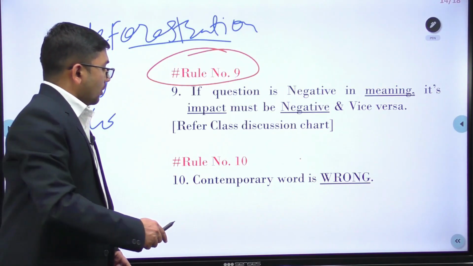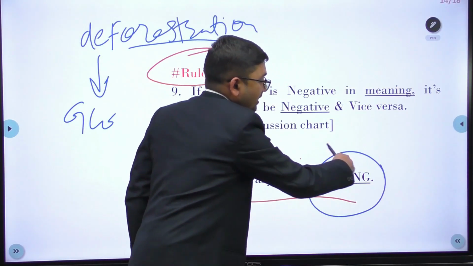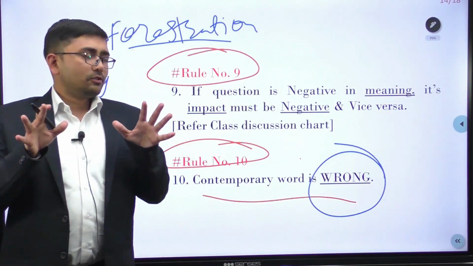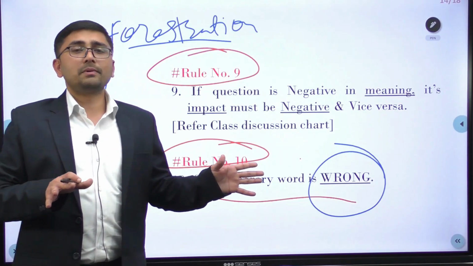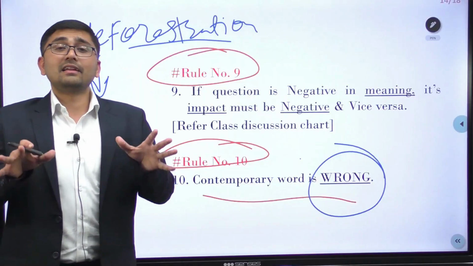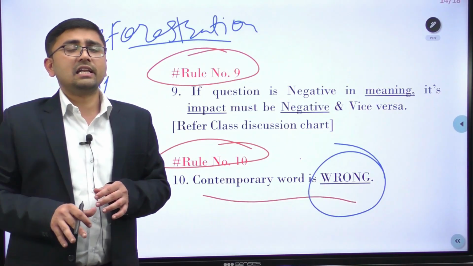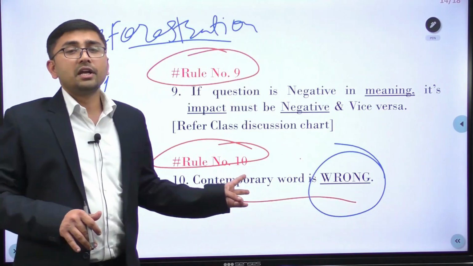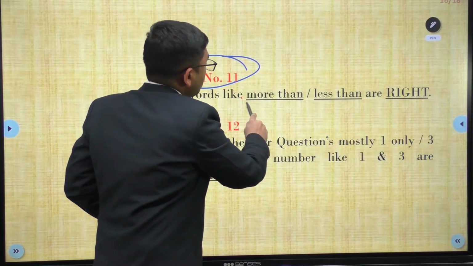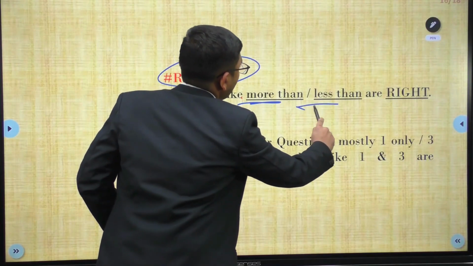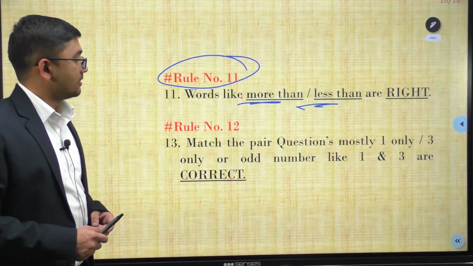Rule number 10 says that the word contemporary makes a statement wrong. You are going to learn so many personalities in ancient, medieval and modern history, and if you come across a statement with the word contemporary, you can think that it is wrong. If you are very confident about the statement, you can eliminate it; if you are not aware of it, you can use this hack. Rule number 11 says that words like more than and less than are right. We are going to see it in the next session also with questions.